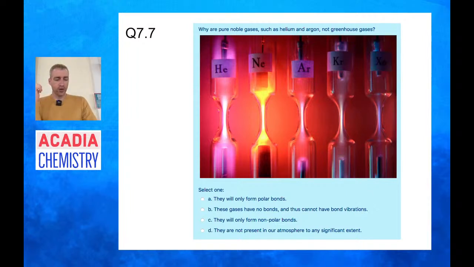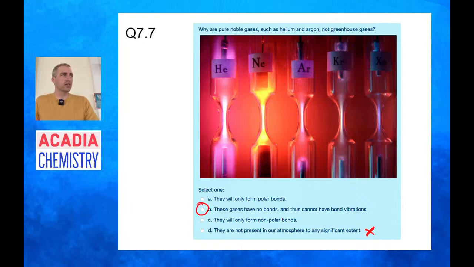Next question, why are pure noble gases such as helium and argon not greenhouse gases? A, they only form polar bonds. B, they have no bonds and thus cannot have vibrations. C, they only form nonpolar bonds. And D, they are not present in our atmosphere to any significant extent. Well, the answer is B, they have no bonds, so they can't have bond vibrations, and therefore they can't absorb infrared light. It's definitely not D because we know argon is present in large amounts.